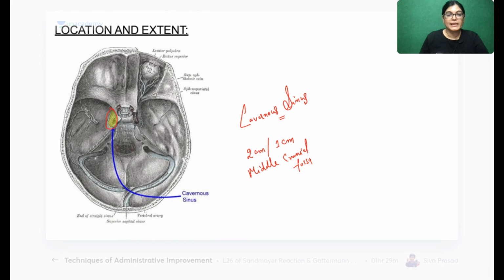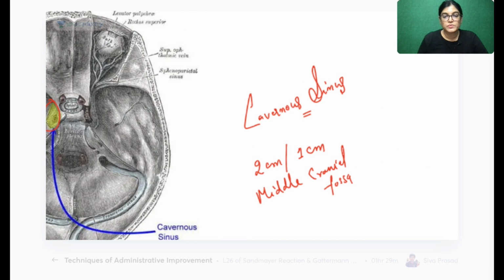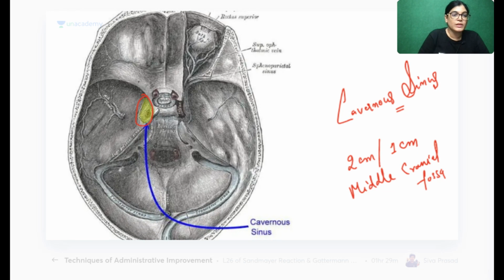Okay, this is located in the middle cranial fossa, as you can see here, and it is lying on either side of the body of the sphenoid. So which bone is this? This is the body of the sphenoid bone, and on either side of it, if I use this yellow highlight, this is the location of the cavernous sinus on either side of the body of the sphenoid.